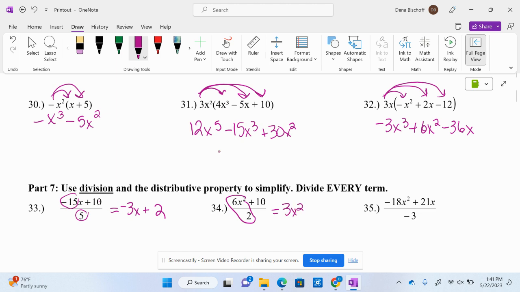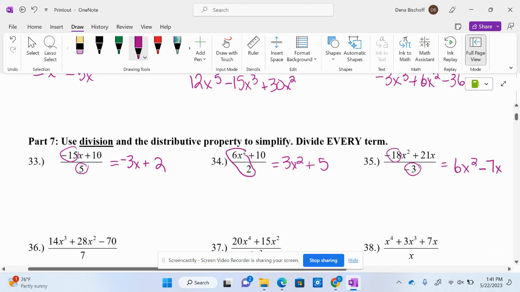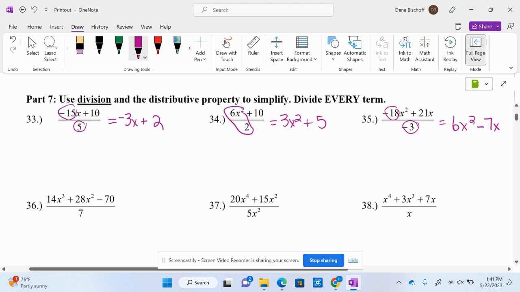And what is 10 divided by 2? What is a negative 18 divided by a negative 3? A positive 6x squared. Very nice. And a positive 21x divided by a negative 3? A negative 7x. Yes. Okay. It only gets weird when you have variable terms. So I'm not going to do 36. You guys can do that one on your own.